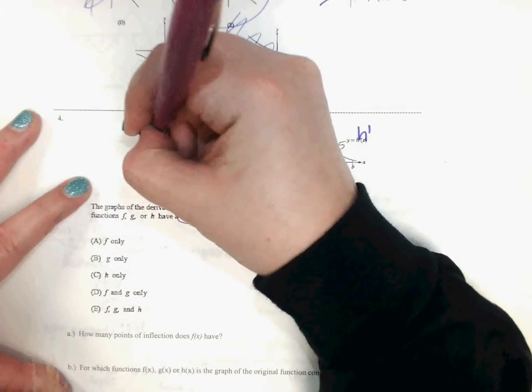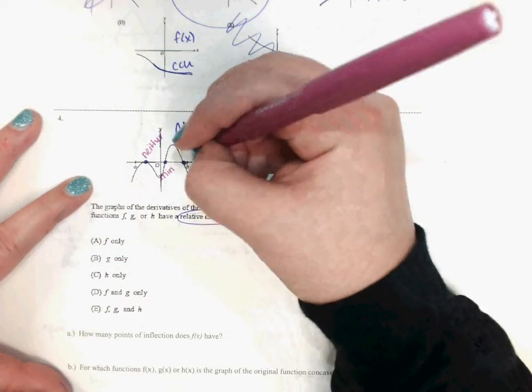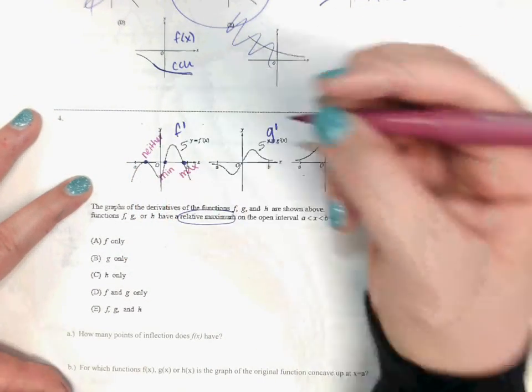So look at your first graph. What type of extrema is this first little point where it touches? Okay, that's a neither. What type is that one? Min. But what type is the third one? Max. So did it have a max?